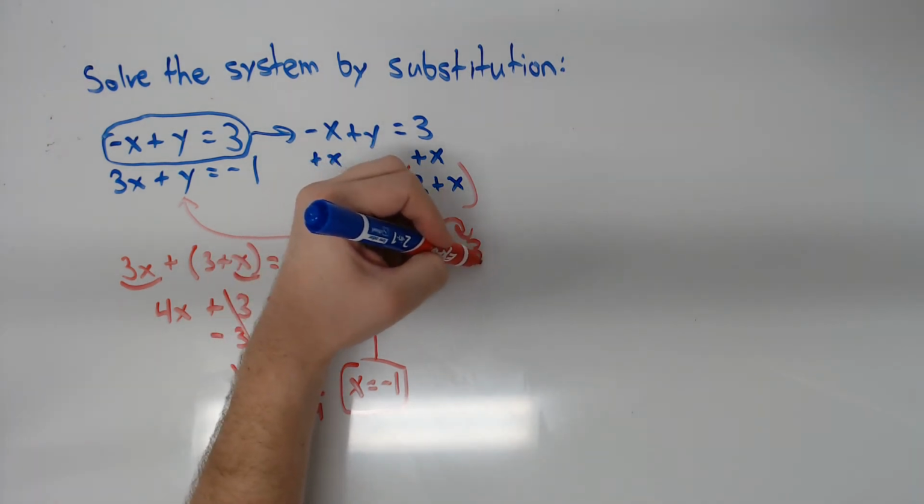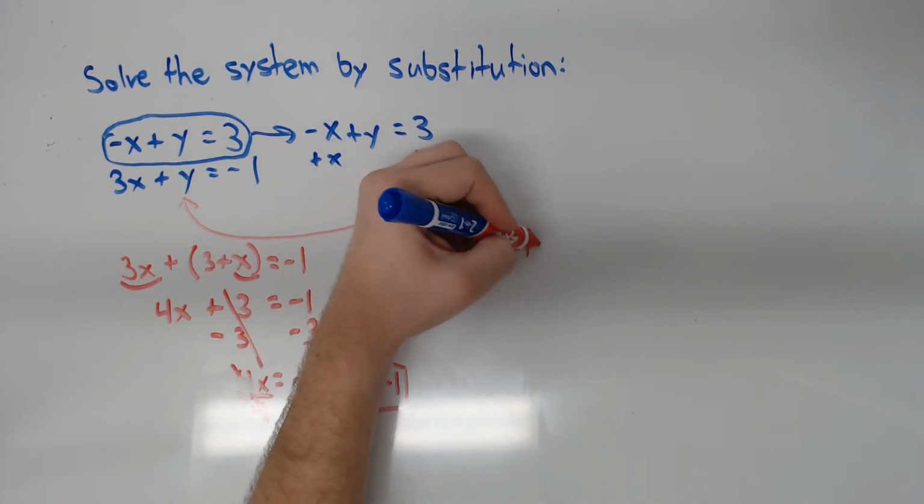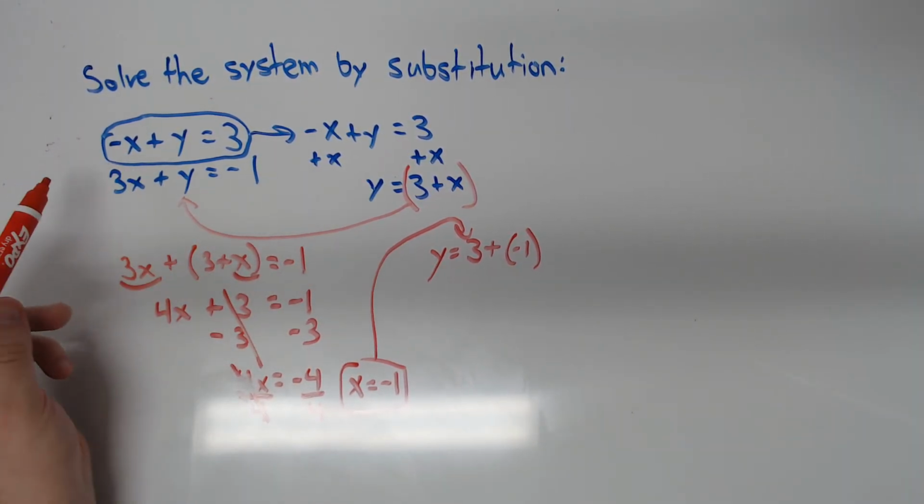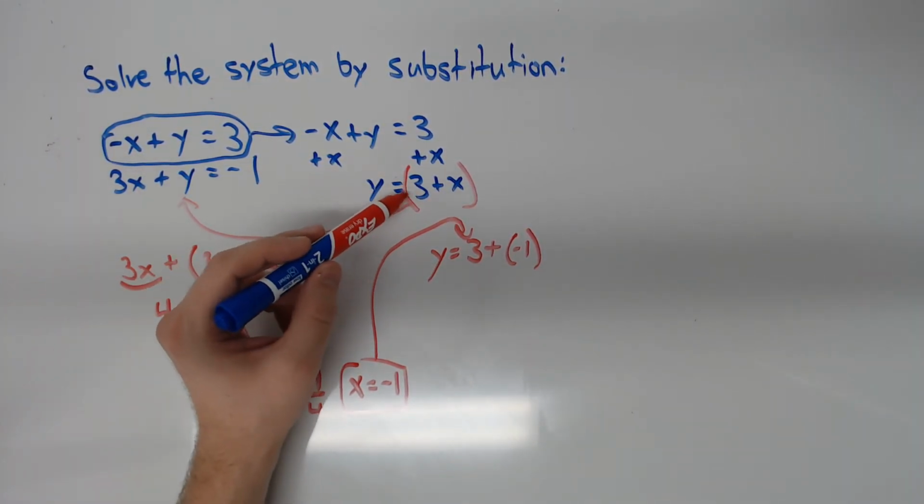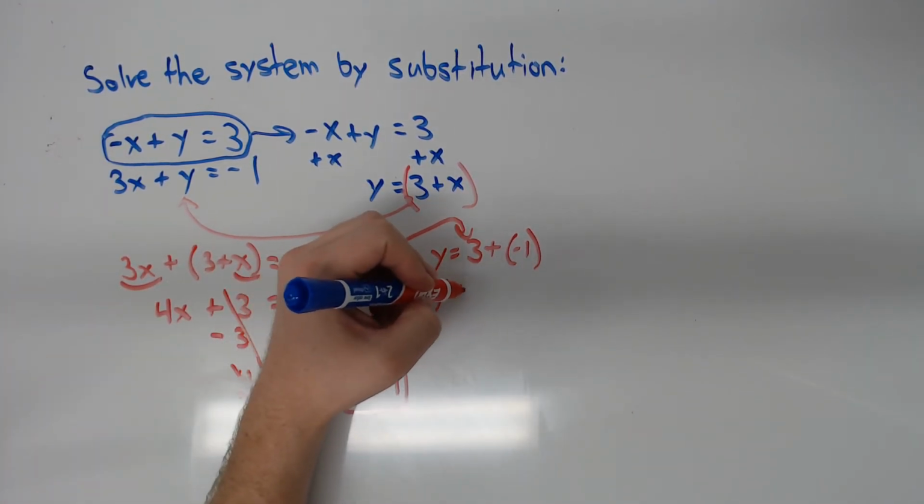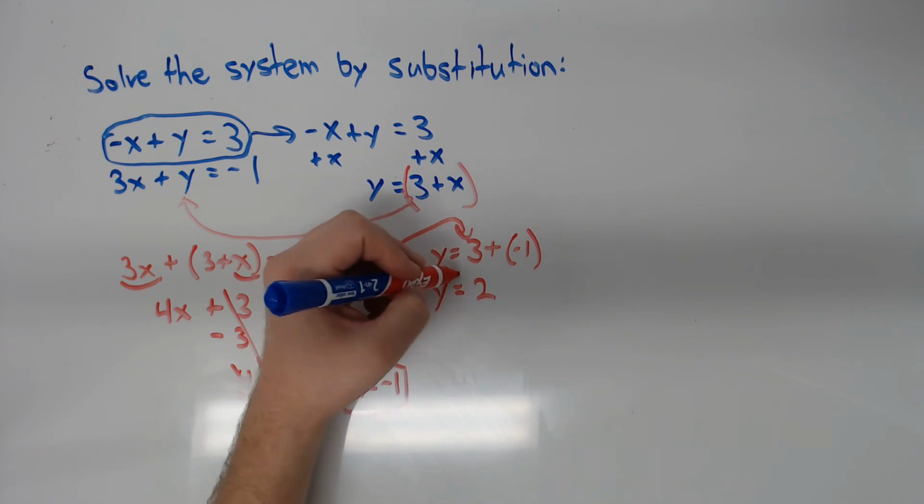Y equals 3 plus -1. What's nice is you can plug this x into any of the equations we had. This one just looks easiest to me. 3 plus -1, that's easy. 3 minus 1 is 2.